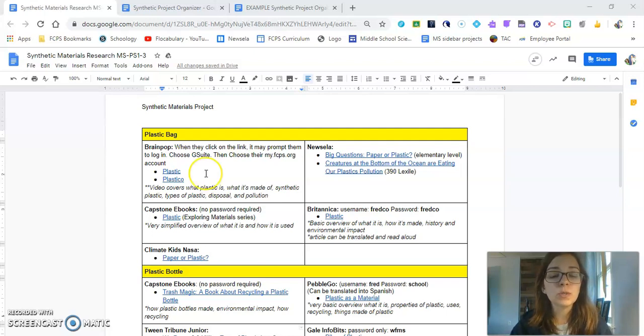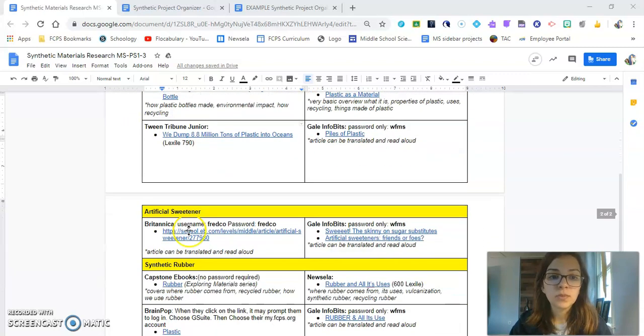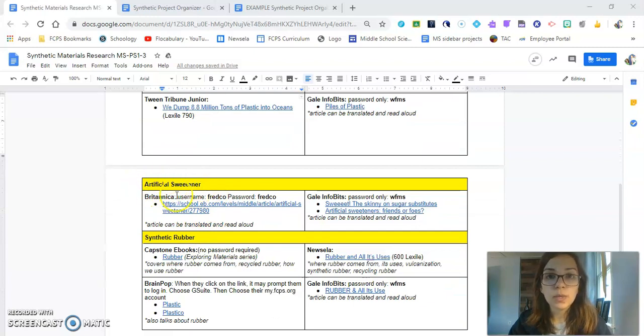So you'll get to choose between 4 options of a synthetic material. The first, plastic bag. Second, you could choose a plastic bottle. You could do artificial sweeteners or synthetic rubber. Now, you've got those 4 options. You're only doing one of these. If you really had something else in mind, you want to research something else that's near and dear to your heart, then please reach out to your teacher, and I'm sure that you can do a different research assignment.